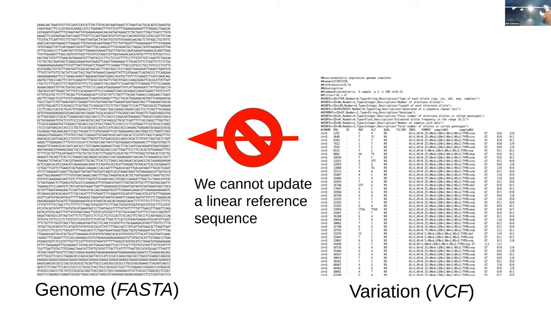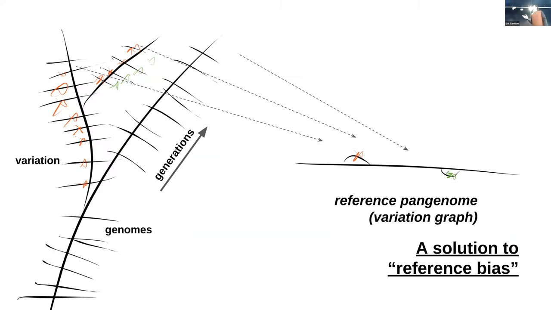And so a solution to this problem, which we can call reference bias, is to build a graphical model that represents the alignment of all the genomes that you're working with. And the one I'll put forward today is called a variation graph. It's a generalization of concepts of multiple sequence alignment and sequence assembly to work on collections of many genomes. And there are many ways to do this. I want to be clear about that, but the key tool I'll be using in this talk today is this variation graph model.